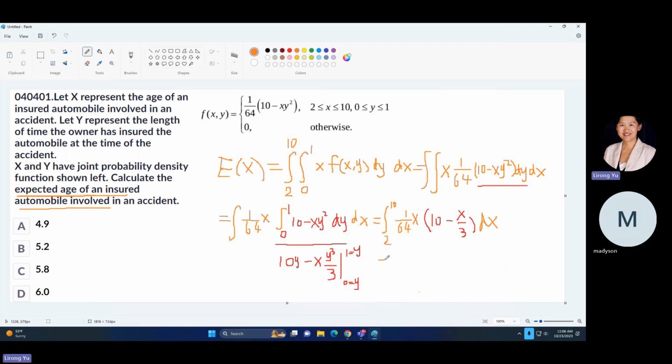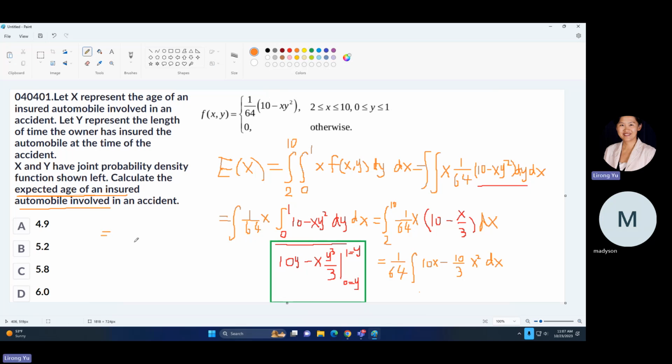Let's see what I have. We should move over the coefficient 1 over 64. Right, and we're going to integrate, what we're integrating is 10x minus 10 over 3 x squared dx. So that's what we really integrated. I feel like there's not enough space. So let me block this out and keep working on the other side.